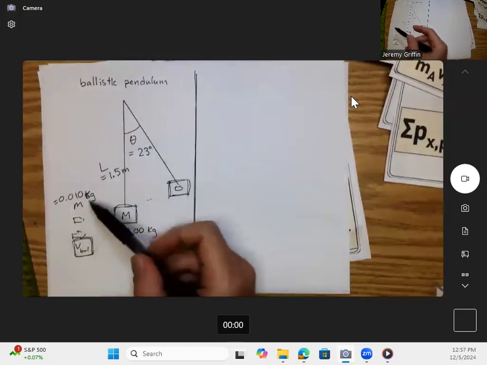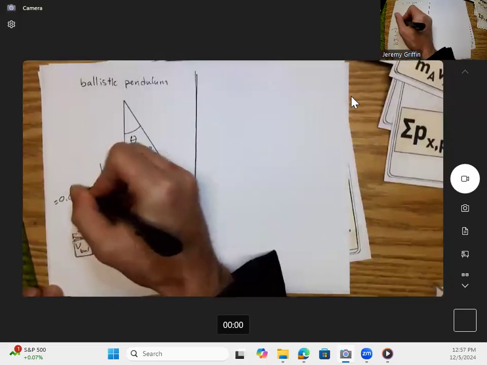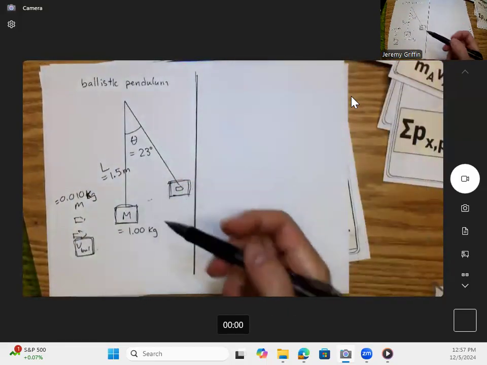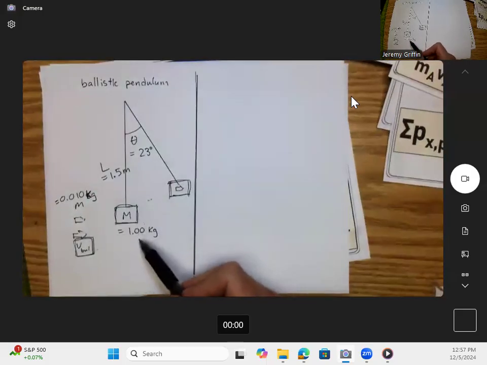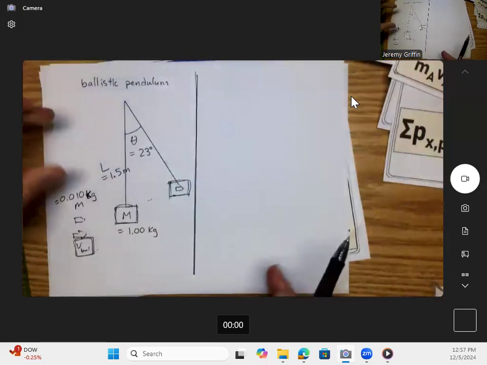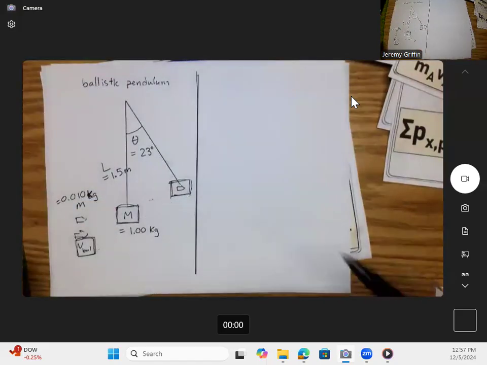Okay. So we get the mass of the bullet, which is 0.010 kilograms. So that's 10 grams. That's this guy right here, but I put it in kilograms. Better for the math. Okay. The block, I'll just call 1 kilogram. So maybe this is your block right here. I got a 1.5 meter long pendulum. So that's about human height. And it swings up to 23 degrees. So if you had a protractor, just like the animation, you saw a protractor embedded.